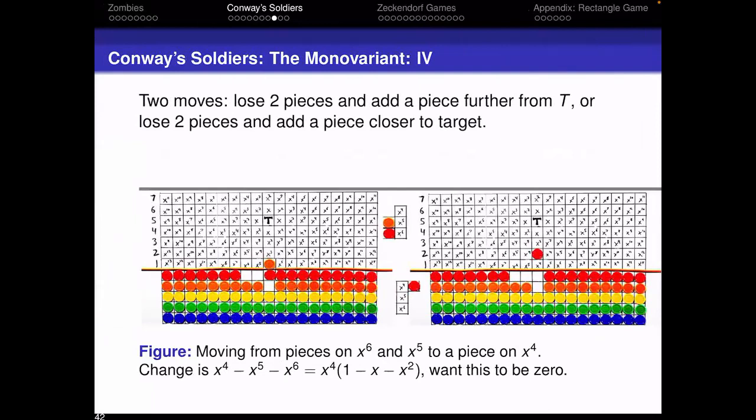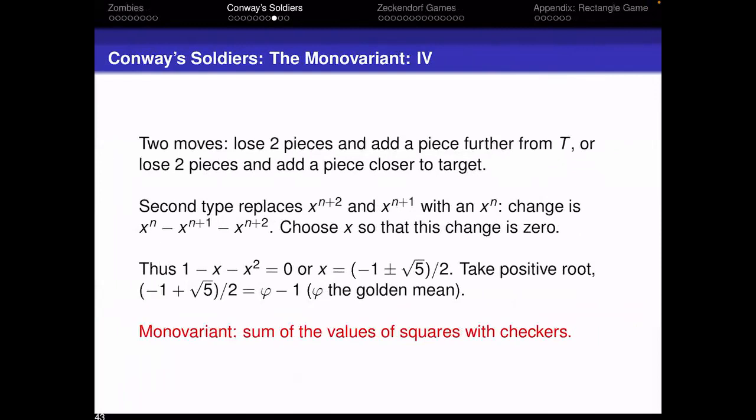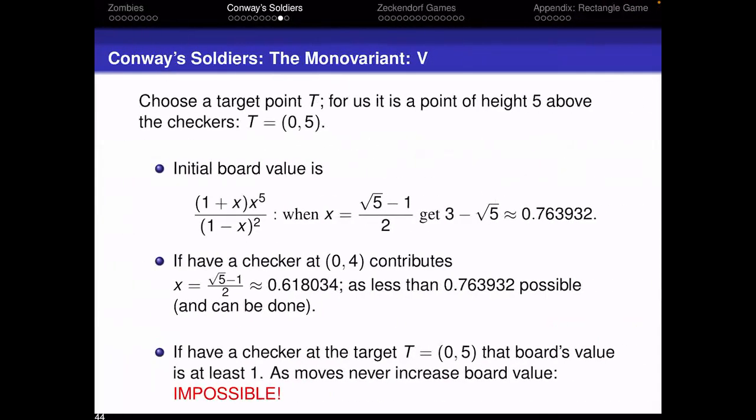So we could also choose an x that would make this negative. Yes. The golden mean is the cutoff. It's the critical threshold where things can happen. And so now, if I look at the initial value of the board, if I put in x equals the golden mean minus 1, I get 3 minus root 5, which we all know is approximately 0.763932.